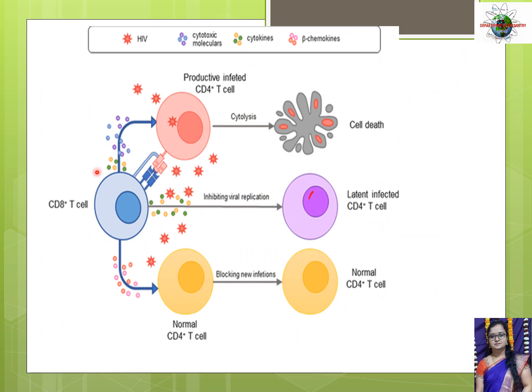This is about CD8, how CD8 is acting and CD4 is acting. CD4 helps in order to reduce the virus. But what about CD8 cells? CD8 cells kill the virus. This is the difference between CD4 and CD8. CD4 cells suppress the viral load, but coming to CD8 cells, they just kill the virus.